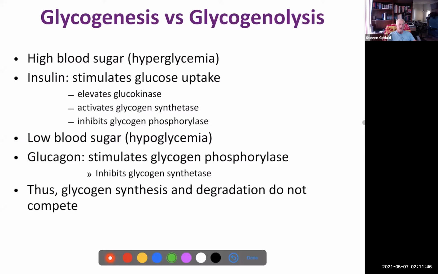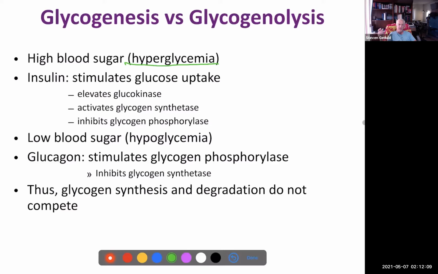Glycogenesis and glycogenolysis: the formation of glycogen versus the dissolving of glycogen. You can have patients with hyperglycemia, which is high blood sugar. Remember, high blood sugar can be caused by diabetes, or it can be caused by the liver producing too much glucose.